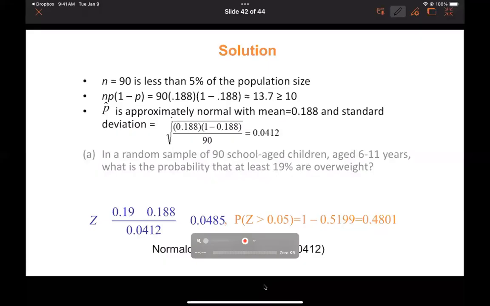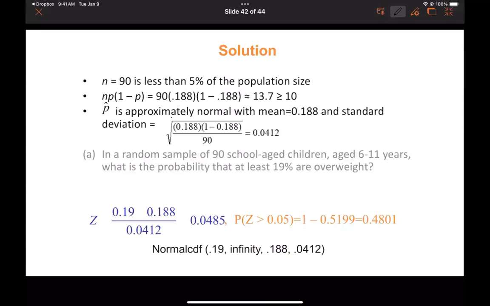Okay. So, 90 was less than 5% of our population size. We're assuming that it's all children between 6 and 11. And our np times 1 minus p was greater than or equal to 10. We're good. So we're approximately normal. Our mean was 0.188. Here's all of our math. Those are the numbers we got, basically. Yes. Okay, they just went one more out than we did.